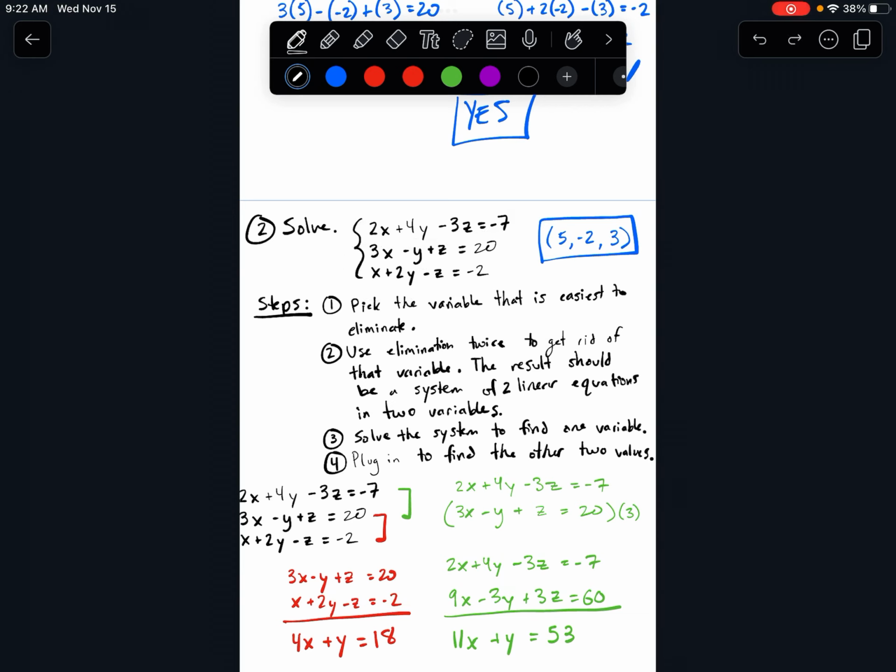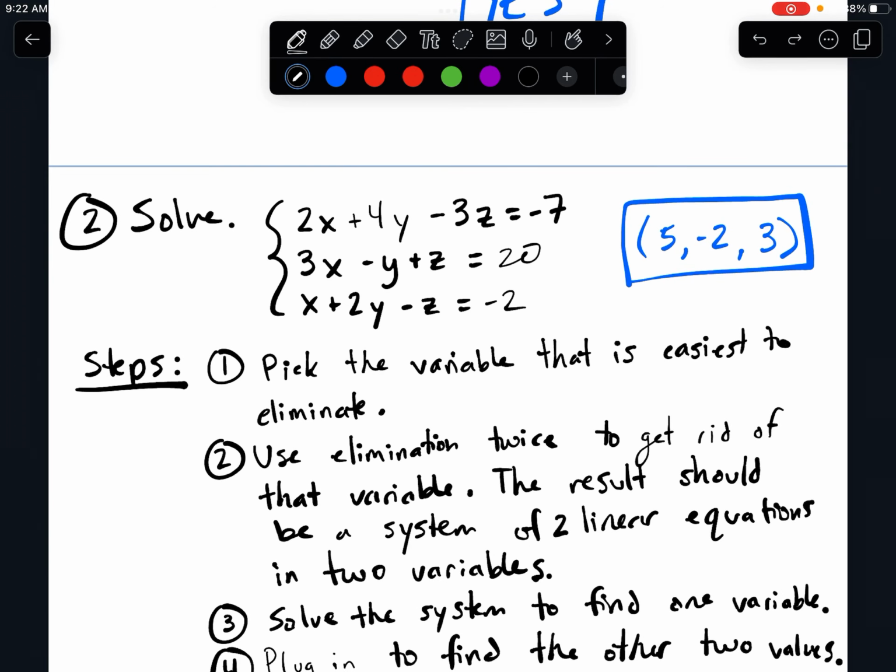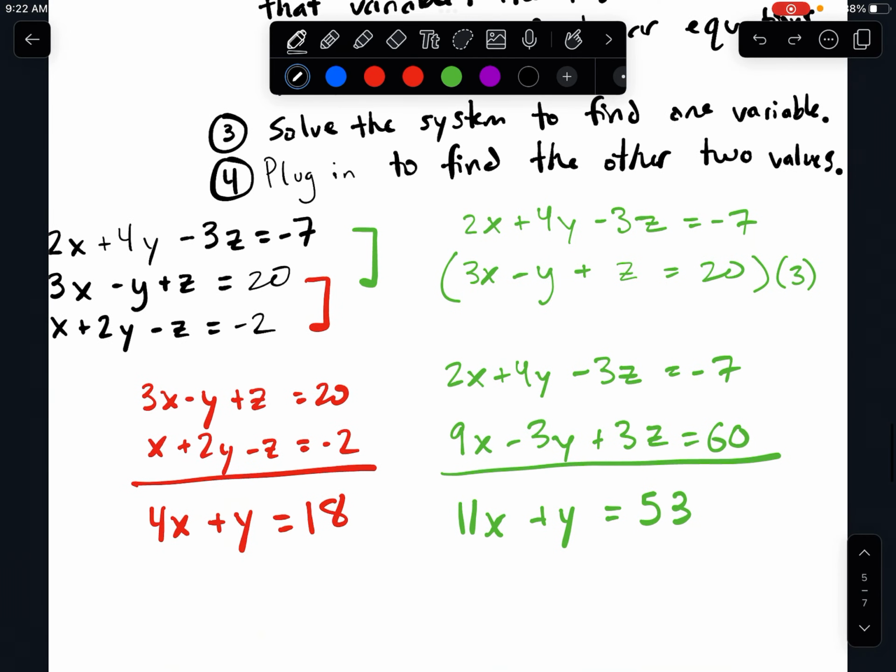All right? So again, just to recap what we did, these problems do take a little more time, so you have to be patient with them. There's not going to be a lot of questions in the packet, but there are, again, they do take a while to get through. So again, first step is you get to pick a variable that's easiest to eliminate. So you can choose to get rid of the z's, or the y's, or the x's, whichever you think is easiest. Once you have chosen that, you're going to use elimination twice, right? We did it once with the red. I chose the second and third equations and got rid of z, and then I chose the first and second equations, and I used elimination to get rid of z as well.